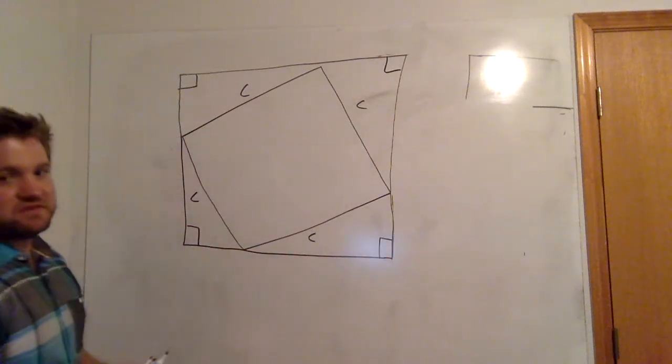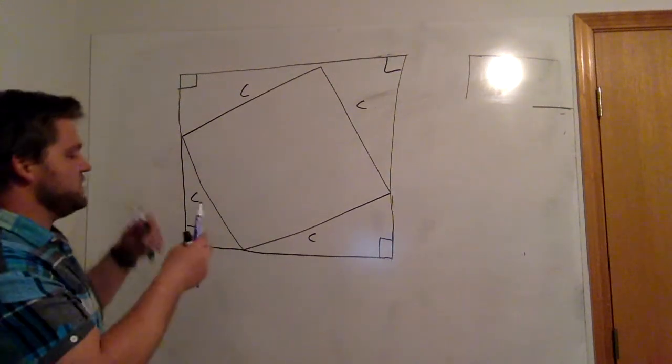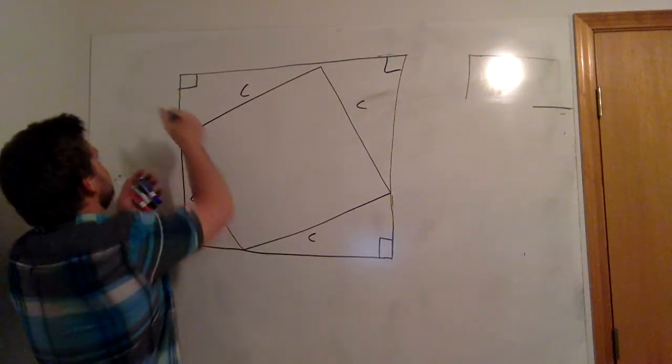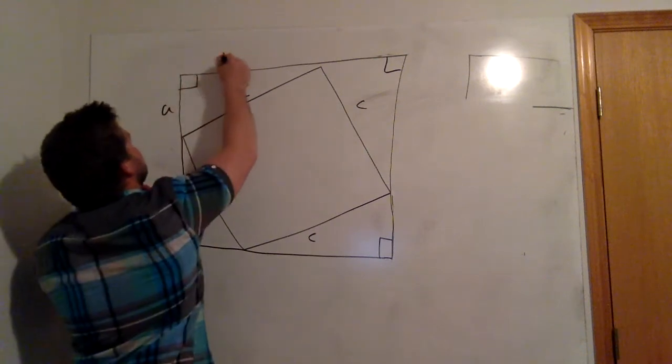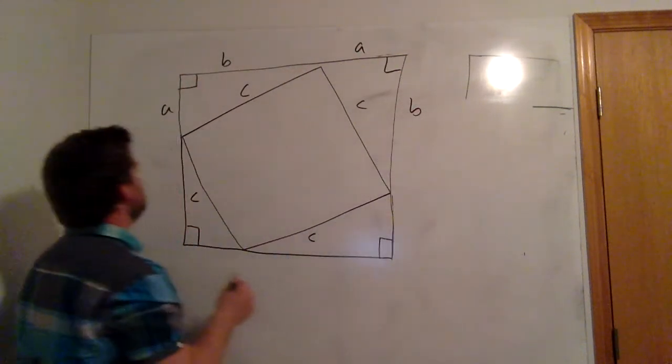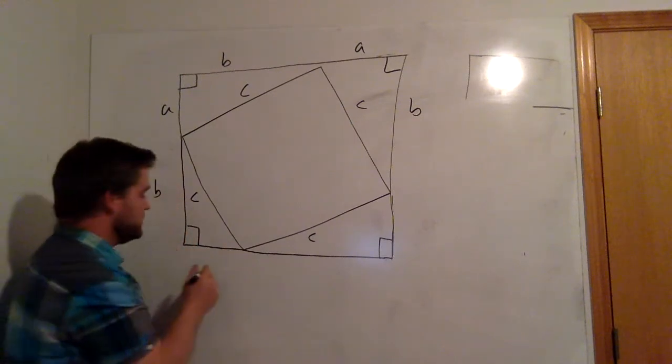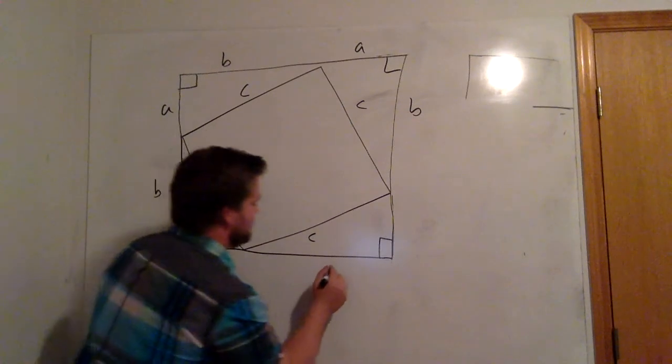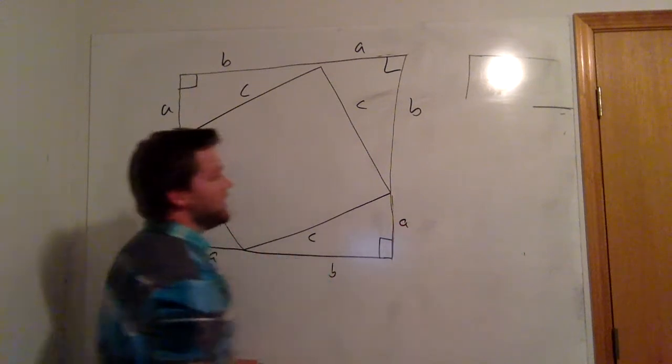So let's give these sides a name. Let's call this side here A. Let's call this B, which means that this would have to be A, and this would have to be B, which means this would have to be B, and this would have to be A, this would be B, and this would be A.